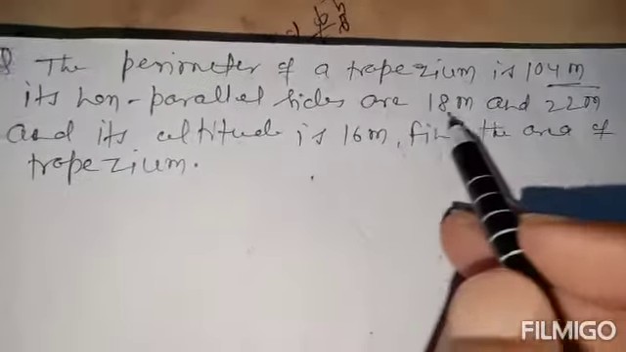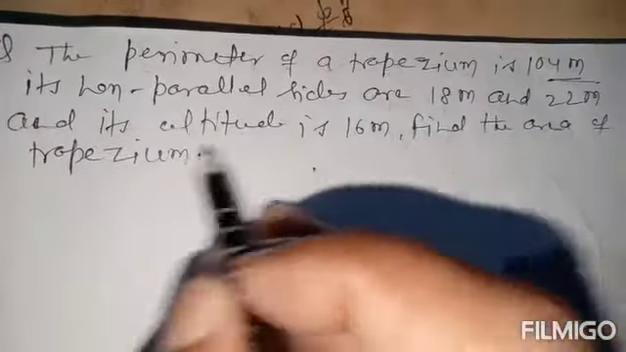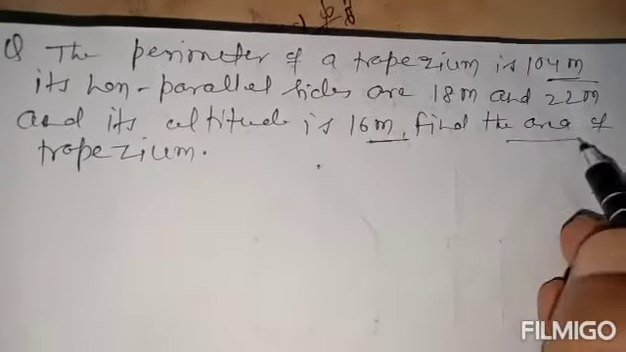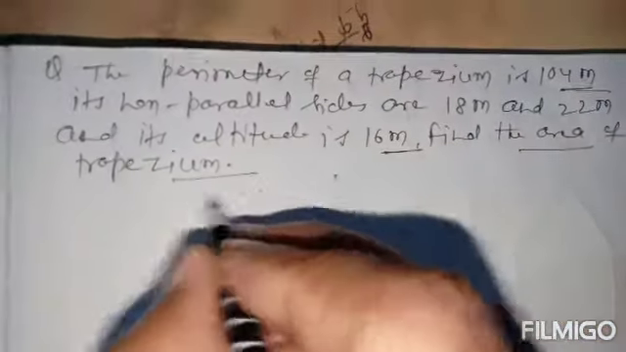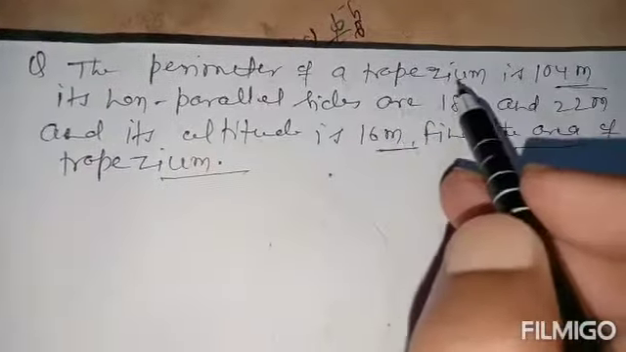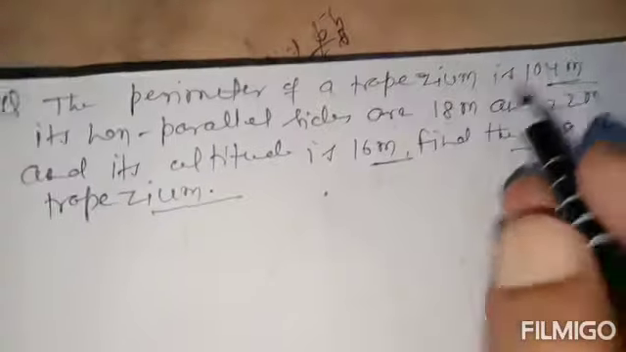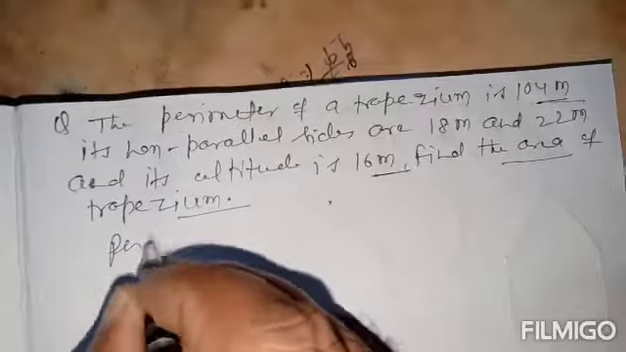Next question is, the perimeter of a trapezium is 104 meter. Perimeter means the sum of all 4 sides. Its non-parallel sides are 18 and 22 meter, and its altitude is 16 meter. Find the area of the trapezium. So the perimeter of a trapezium means the sum of parallel sides plus the sum of non-parallel sides.